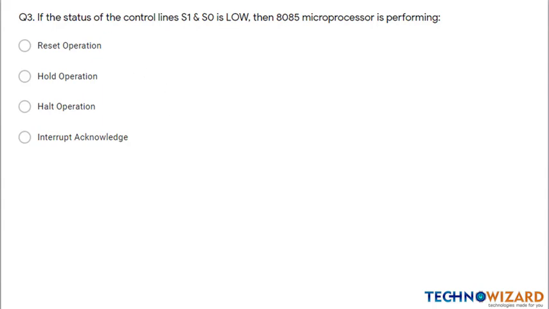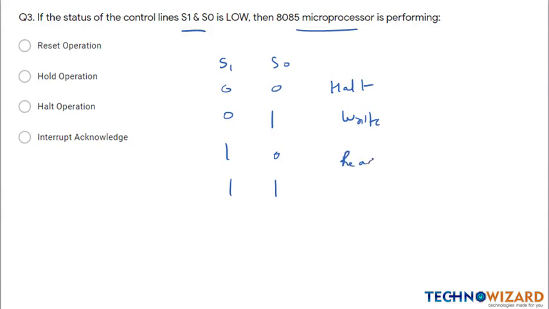Question number 3. If the status of the control signals S1 and S0 is low, the 8085 microprocessor is performing. Let's see. S1, S0: 0 0, 0 1, 1 0, 1 1. At 0 0, when S1 and S0 are low, it will perform halt operation. 0 1, it will perform write. 1 0, it will perform read, and 1 1 will be opcode fetch. Therefore the answer will be halt operation, and option C is the correct answer.